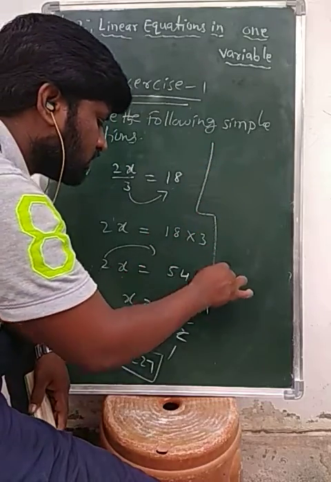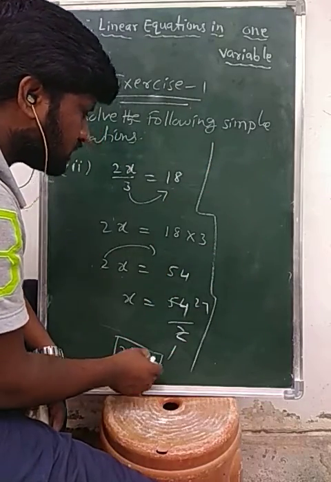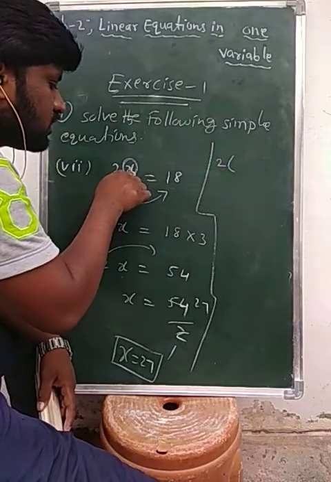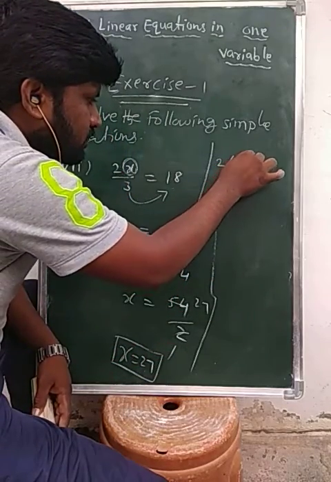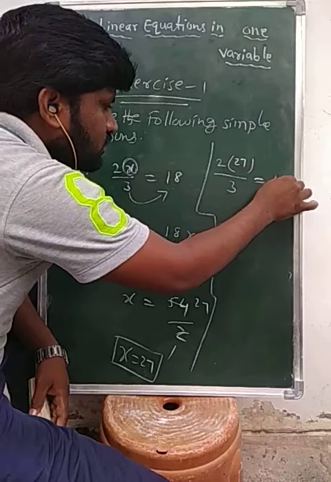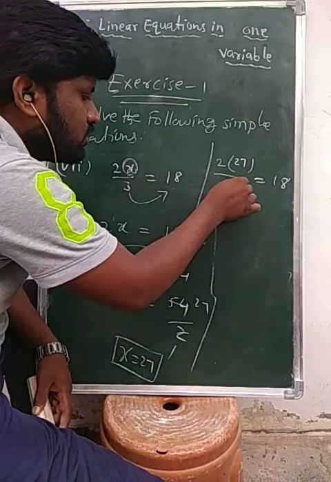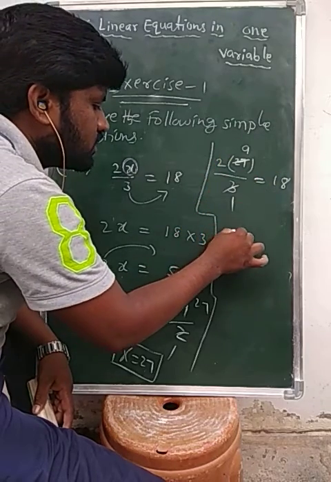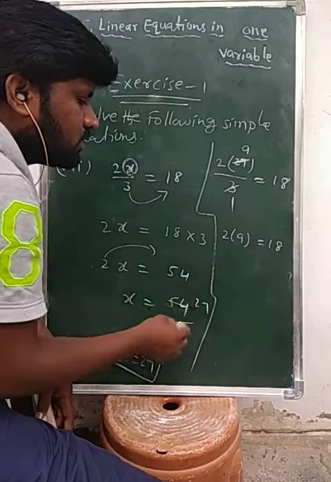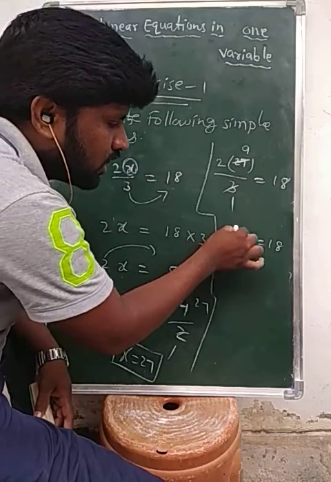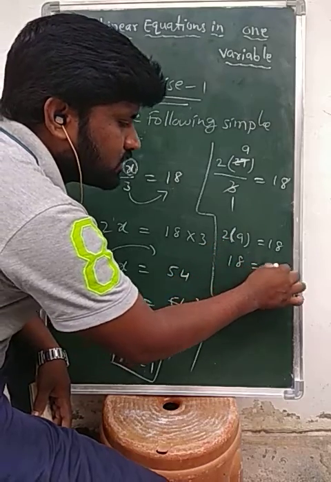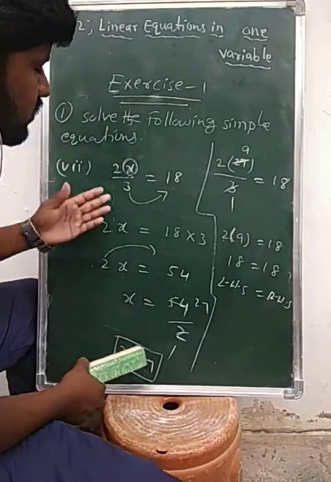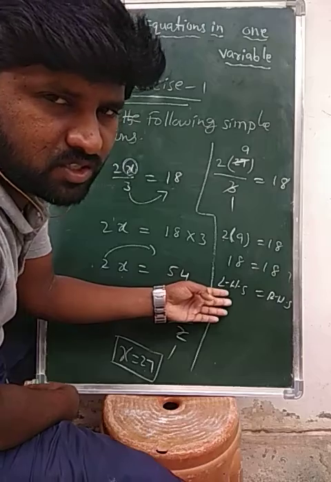So let us go for the verification. We get the x value as 27. Now we substitute it in the place of x. So 2 of, in the place of x I am going to substitute 27 by 3, equals 18. Now by using the 3 table, 3 1s are 3, 9s are 27, that is 2 of 9, equals 18. When there is a bracket, it is into, right? 2 9s are 18, that is equals 18. LHS equals RHS. So this is the required answer and this is the required verification.